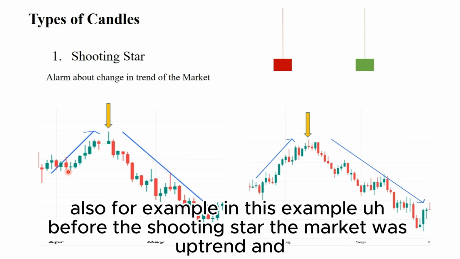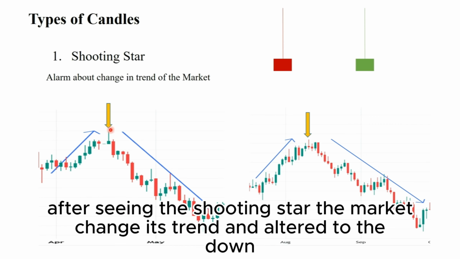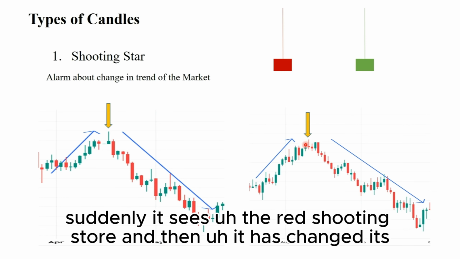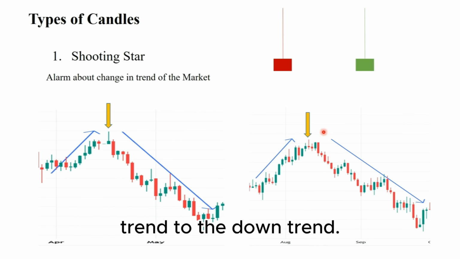And also, in this example, before the shooting star, the market was in an uptrend, and after seeing the shooting star, the market changed its trend and turned to a downtrend. Or in this example, we can see that the market has an uptrend, and suddenly it sees the red shooting star, and then it has changed its trend to the downtrend.